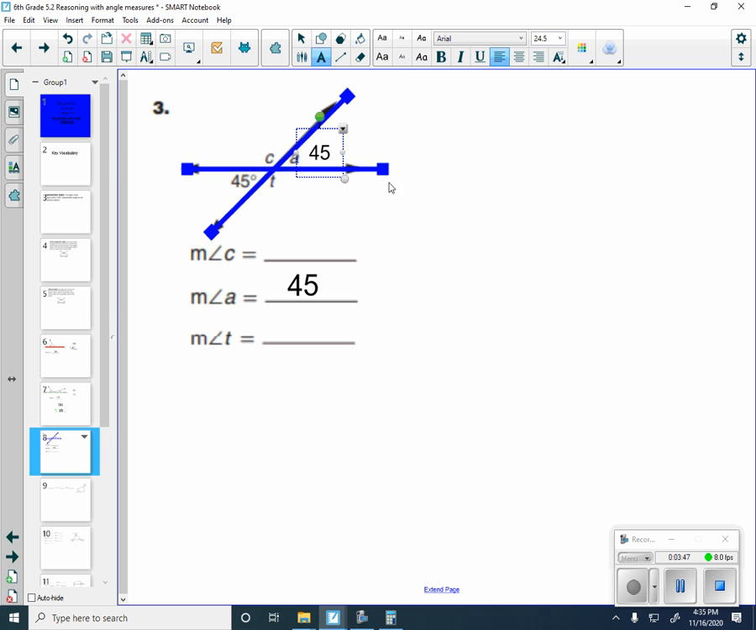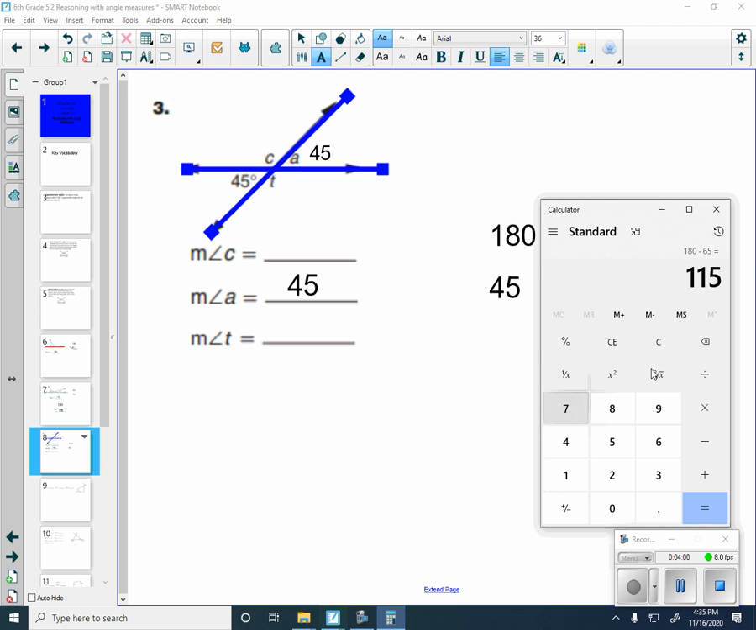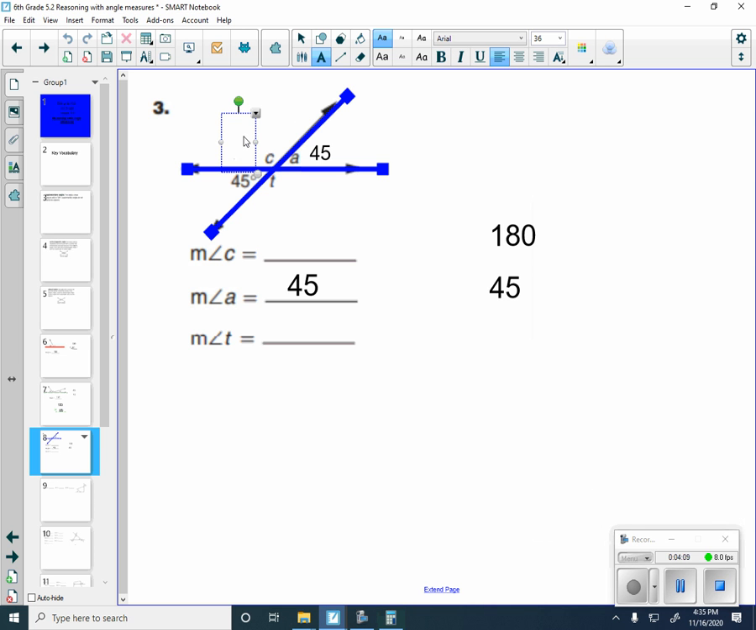C plus A equals 180 because a straight line is worth 180. So I have to do 180 minus 45. 180 minus 45. 135 is my answer. So C is 135. If C is 135, then T is 135 because T is a vertical angle of C. Done. Pretty easy.